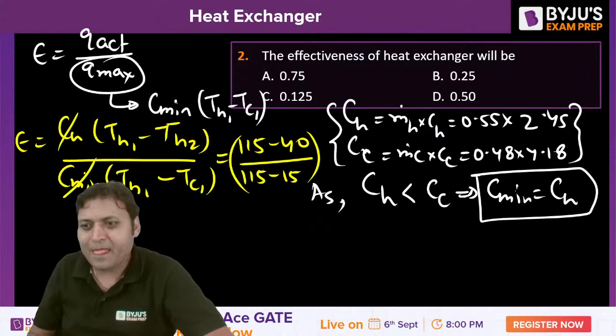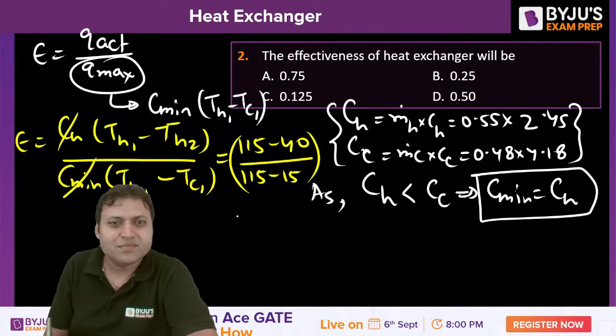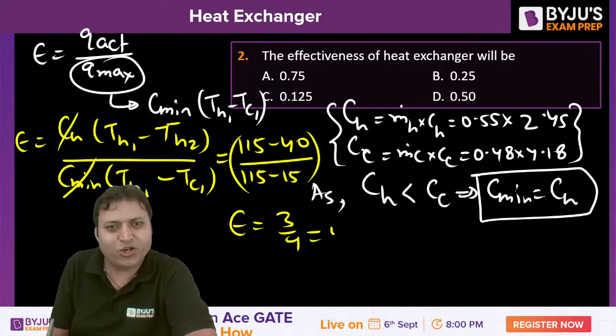What is the answer? Are you getting 3 by 4? Effectiveness is 3 by 4, that is 0.75.